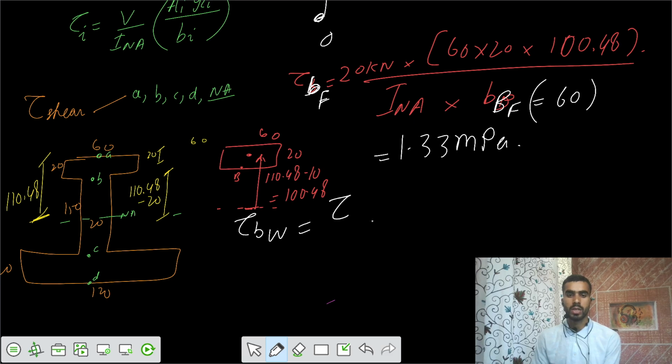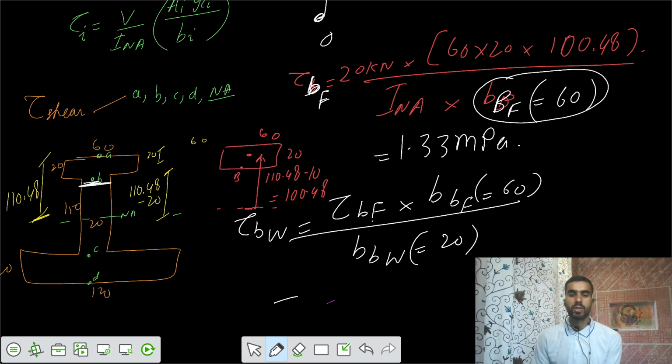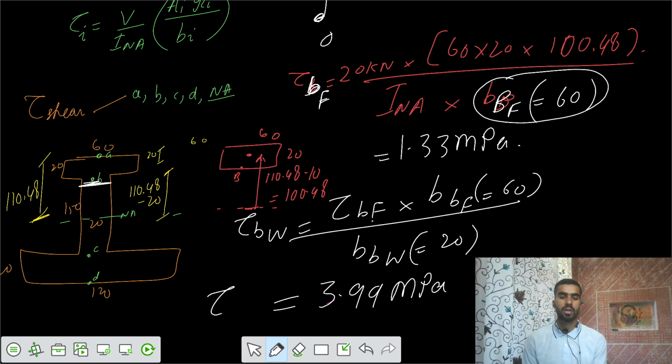Similarly, if you want shear stress at B in the web part, that equals the shear stress at B in the flange part, multiplied by the width BF equals 60, and divided by the actual width where you want that shear stress. That is the web width, equals 20. That means your shear stress increases by 3 times. That value equals 3.99 megapascal. So by decreasing the width, your shear stress got increased.